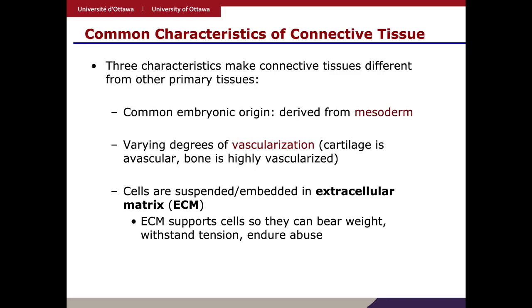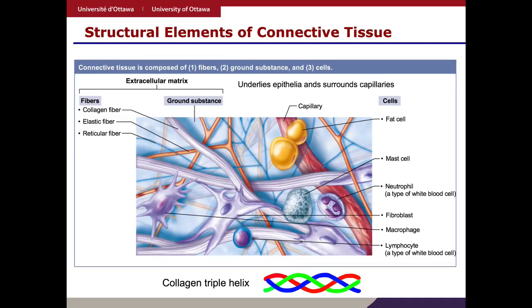We'll see what the ECM is made out of, but the ECM supports cells so that they can either bear weight, withstand tension, or endure abuse. All connective tissues have 3 main elements: the ground substance, protein fibers, and cells. As we'll see, the composition and arrangement of these elements vary considerably in different types of connective tissues.